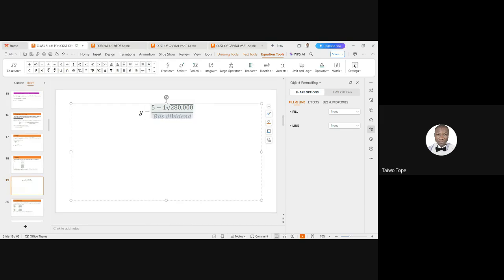Sorry, everything is in roots. That is the 280 all over 180. Everything is in the roots place because I didn't get an appropriate symbol to represent that.